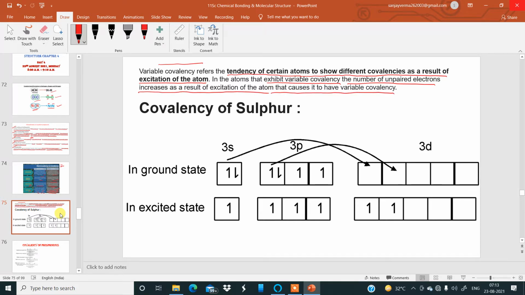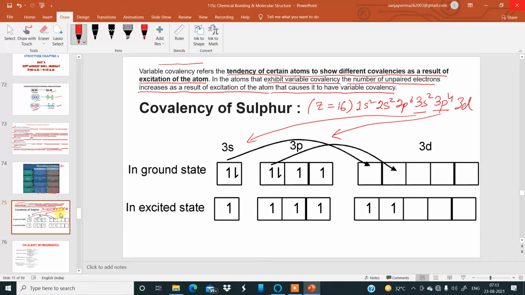Let us take examples to understand the covalency of sulfur. Sulfur, we know, has atomic number 16. So its electronic configuration is 1s2, 2s2, 2p6, 3s2, 3p4. Here the 3s and 3p orbitals are shown. After 3p comes definitely 3d, which is empty. Now the 3s orbital has 2 electrons and the 3p orbitals have 4 electrons in the ground state, when an atom of sulfur is not excited.